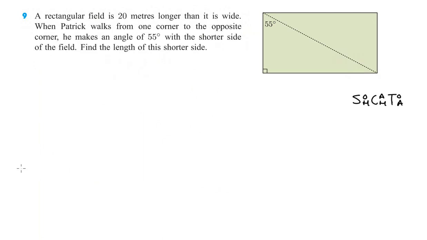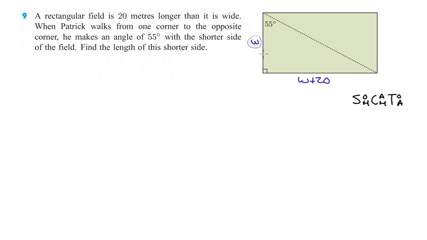Okay. And then last one for 7E part 1 is 9. A rectangular field is 20 meters longer than it is wide. So let's say if this is our width, this is going to be the width plus 20. When Patrick walks from one corner to the opposite corner along this diagonal line, he makes an angle of 55 degrees with the shorter side of the field. So this angle right here is 55 degrees. Find the length of this shorter side. So we're trying to figure out what this short side here is.